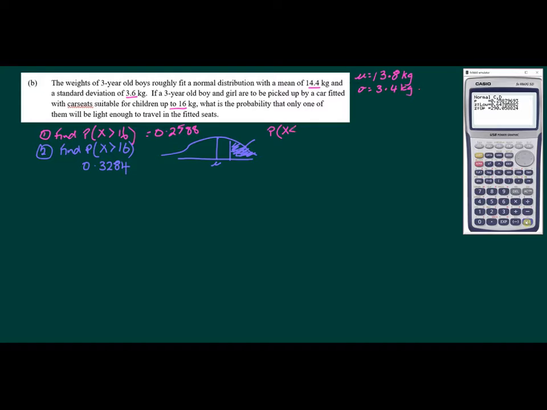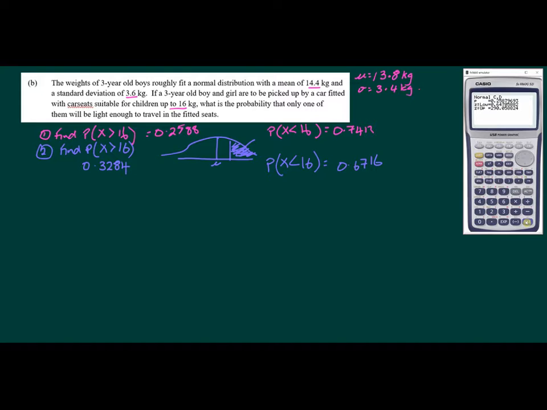Okay. At this point, it's also probably a good idea that we work out the probability that x is less than 16. This is obviously just the complement of these ones here. So for the girls, that would be 0.7412, and for the boys, the probability of x being less than 16 would be equal to 0.6716.